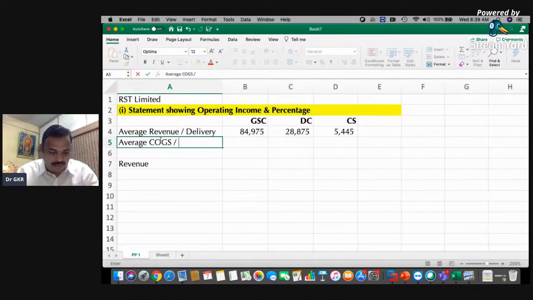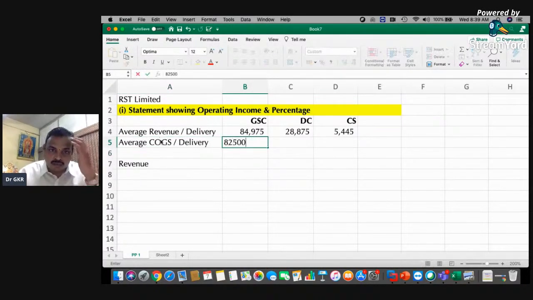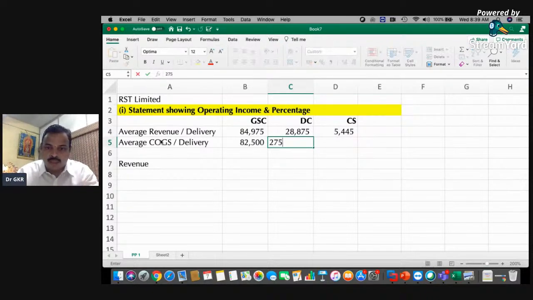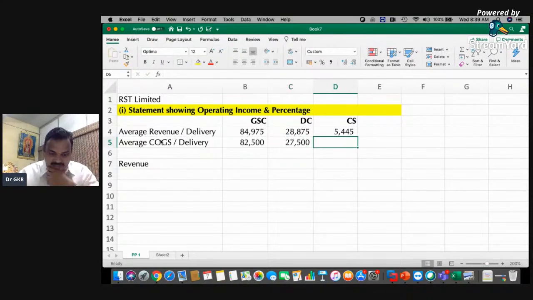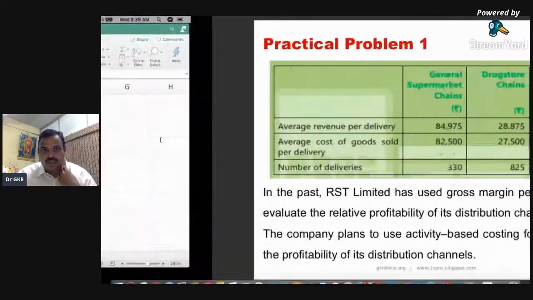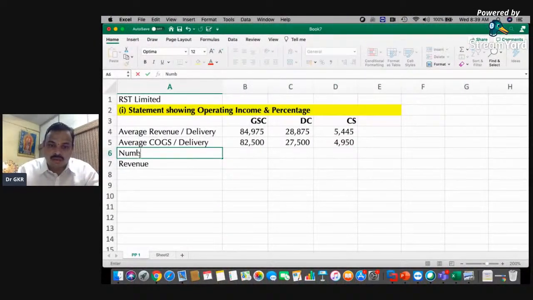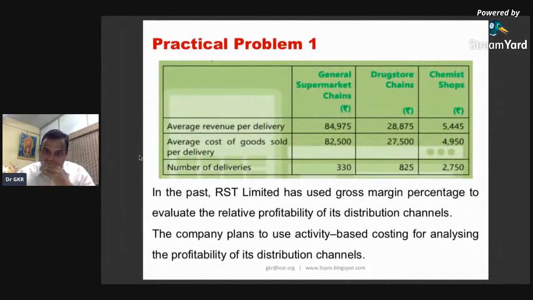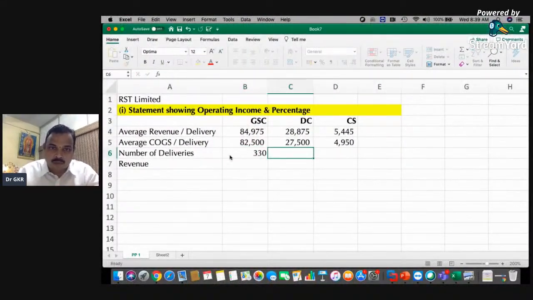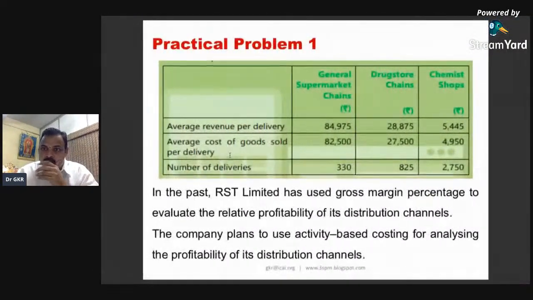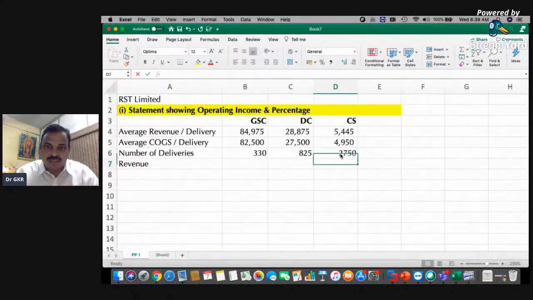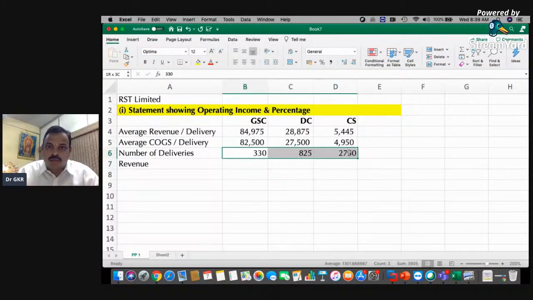Cost of goods sold per delivery. So it is 82,500. So this is your cost per delivery. Here per unit is per delivery. And 4,950. So 82,500, 27,500, and 4,950. And number of deliveries. It is 330, 825, and 2,750. Okay, good.